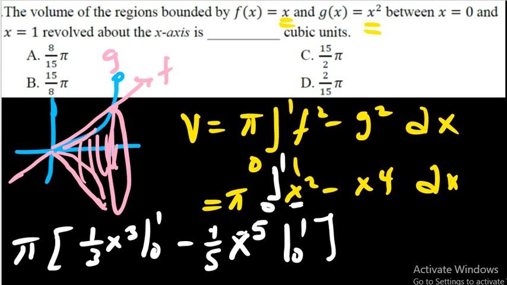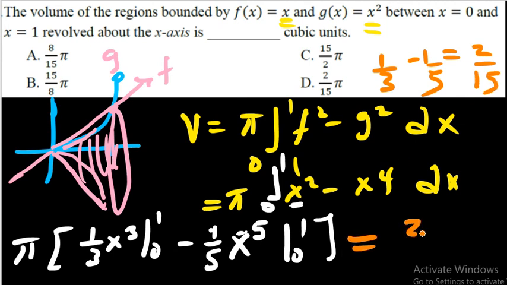When you subtract, it will be 1/3 minus 1 over 5. That means, because 1 and 0 doesn't have any effect, it's going to be 5 minus 3, by crisscross, 2 over 15 you'll get. So the answer will be 2 over 15 pi cubic unit. So the answer will be D. Okay, let's continue to the next one.